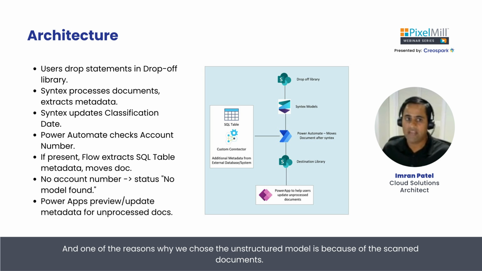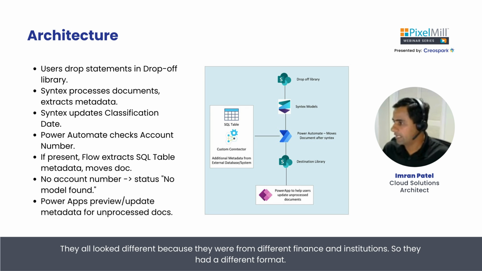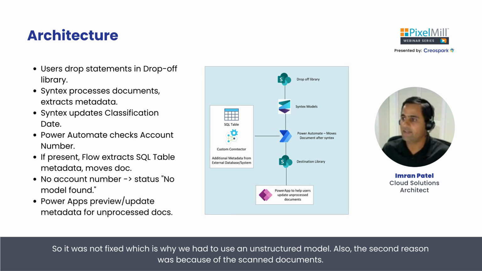And one of the reasons why we chose the unstructured model is because of that scanned version of the documents. There are two reasons why we chose the unstructured method. Because there are 50 different types of statements, they all look different. They are not the same because they are from different financial institutions. So they had a different format. They had a different location where the information that we need to extract, such as account number, month, and date of statement, would be. So it was not fixed, which is why we had to use an unstructured model.